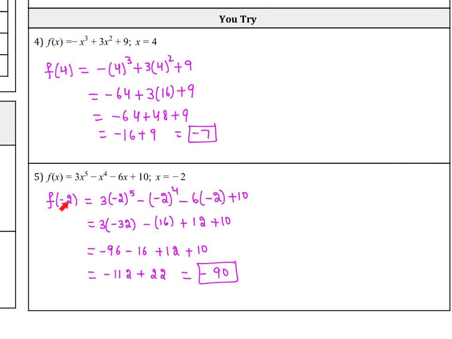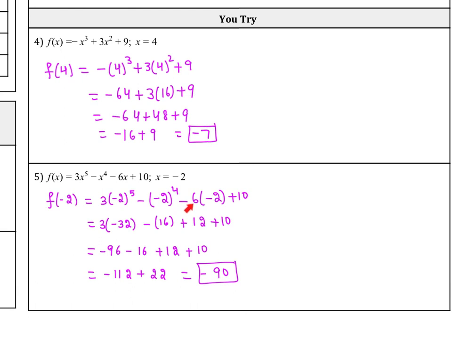So x is negative 2 here. Plug it in for the x values and use PEMDAS, which means you're going to solve the exponent first. So 3 times negative 32 minus negative 2 to the power 4, which is going to be positive 16. Remember, when the power is odd, the negative remains negative. If the power is even, then the negative will turn into positive.